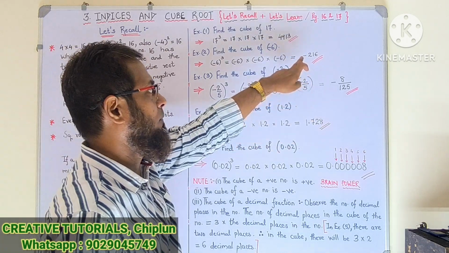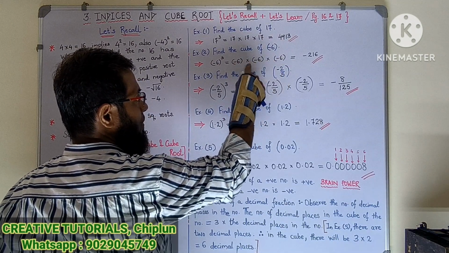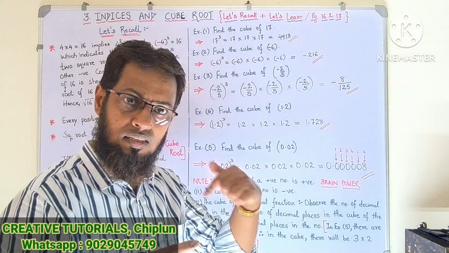Now the question is how you get minus over here. You see now we have 3 negative signs over here. So minus and minus when we multiply, the answer comes in plus.